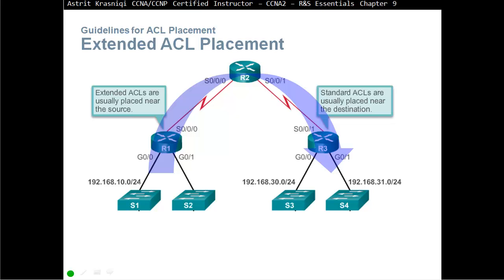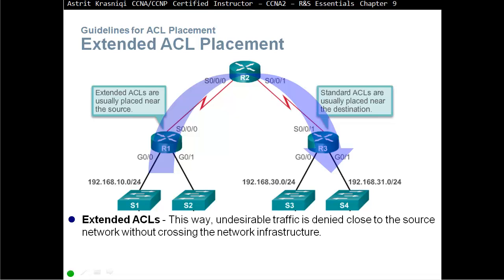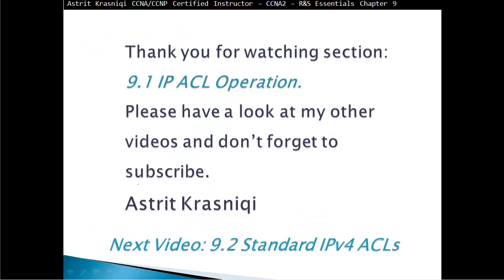Extended ACL placement. Here, because we know the source, destination, and protocol, everything, we can place them as close as possible to the source. This way, undesirable traffic is stopped close to the source network without crossing the network infrastructure. So you place them as close to the source as possible.